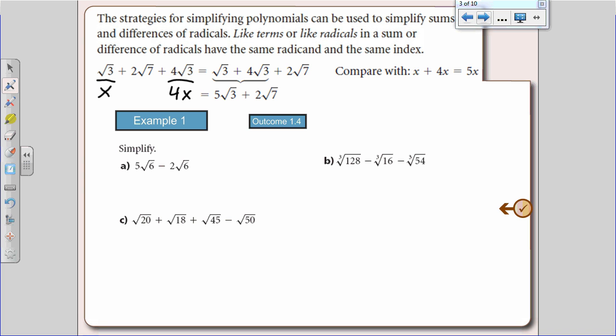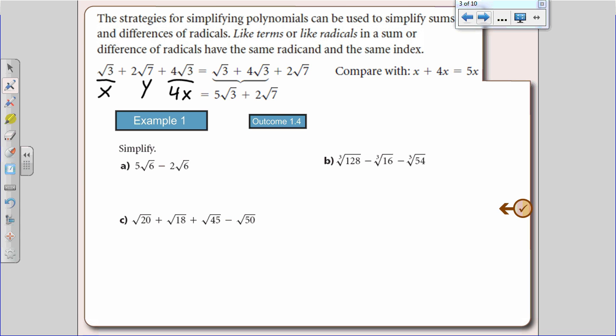If you have 1 root 3 and you have 4 root 3s, how many do you have? 5 root 3s. So they made it 5 root 3. Plus 2 root 7 because you can't do anything with that 2 root 7. It's its own term. Root 7, you could give it a different letter. Root 7 could be y.